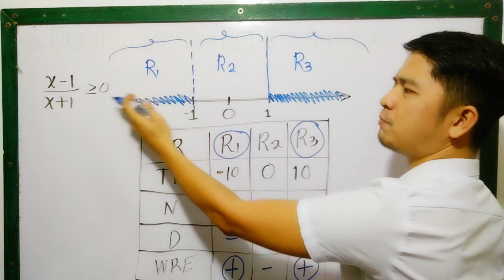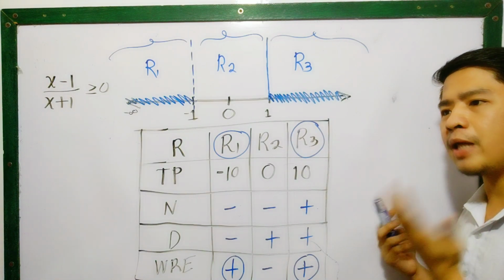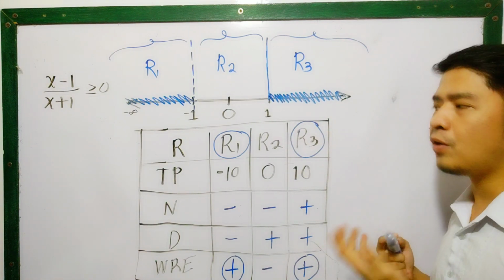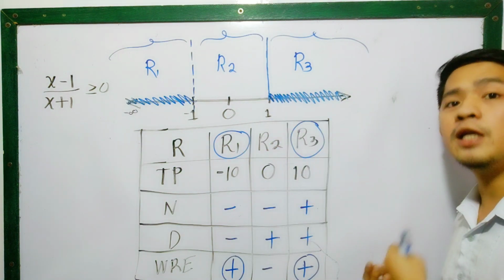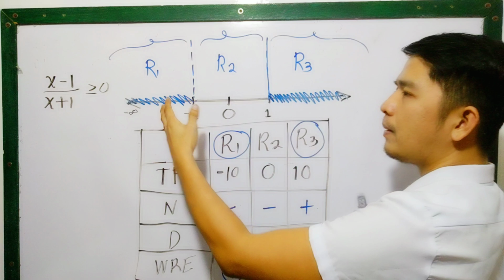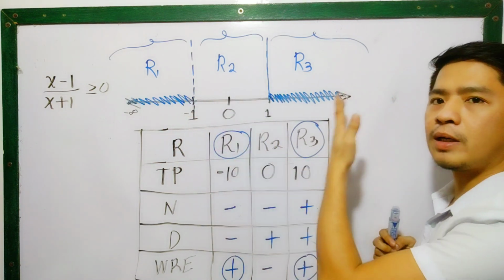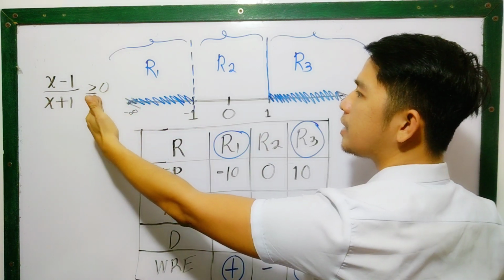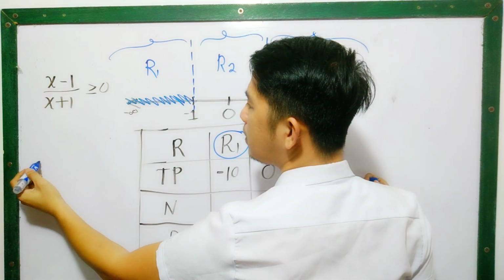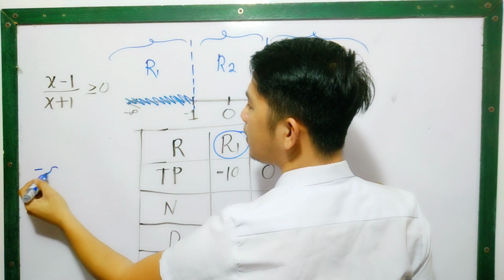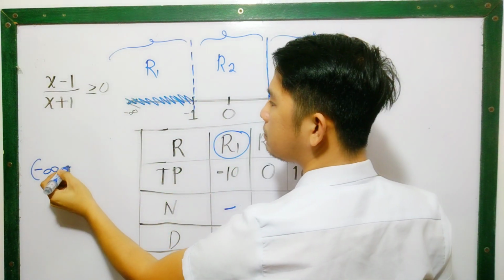So, paano natin i-express ito? Gagamitan natin ngayon ng interval notation. Kaya napaka-importante na marunong kayong gumamit or mag-express ng values of x in interval notation. So, paano ulit yun? We will always start from the left, going to the right. So, from left, mag-i-start saan? Negative infinity. So, the answer will be, sa negative infinity, mag-i-stop sa negative 1.